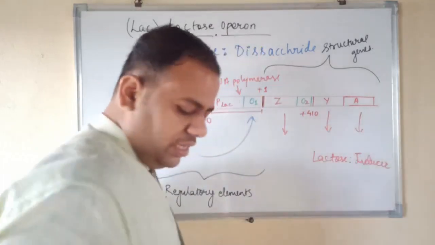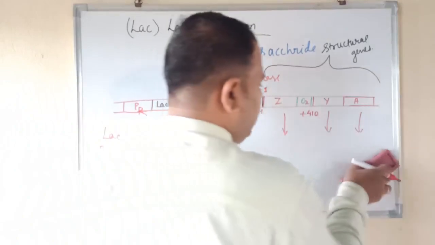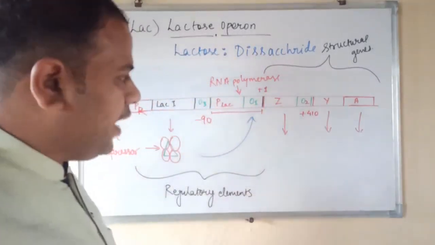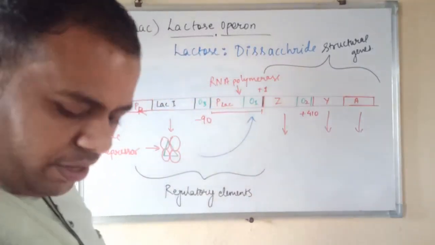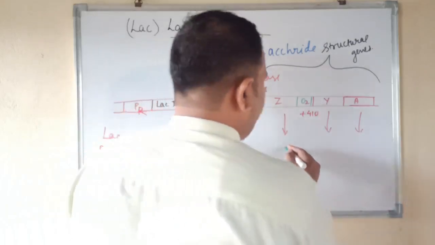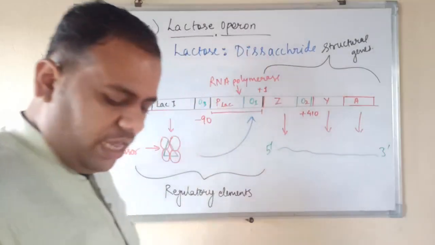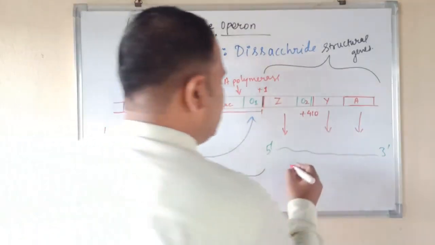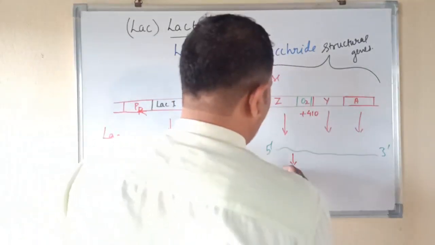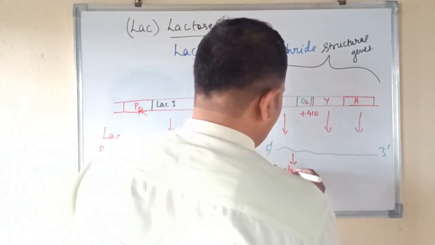When the ZYA genes are transcribed, mRNA is going to form here. The mRNA will be a polycistronic mRNA. This is 5' to 3'. So this mRNA is going to have all three genes. The first gene is the beta-galactosidase enzyme.